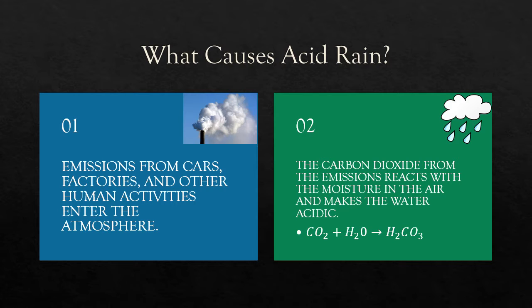Now, in a reaction where carbon dioxide is released into the air, it combines with the water and produces carbonic acid. But these reactions can also happen with nitrogen, in which nitric acid is produced, HNO3, and sulfuric acid is produced, H2SO4.